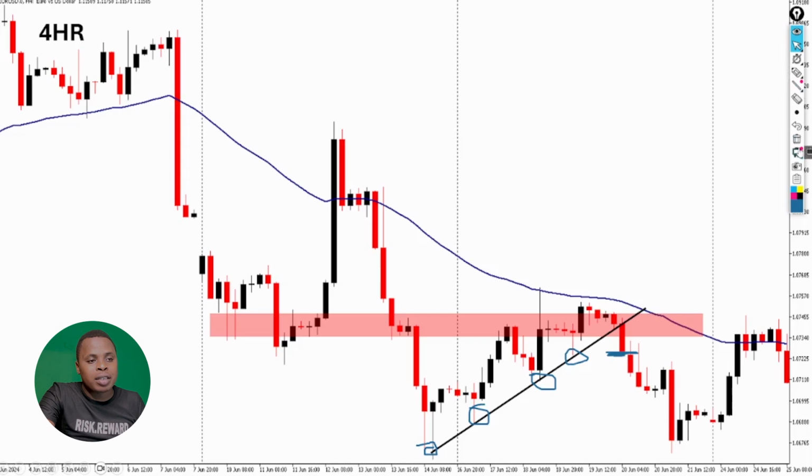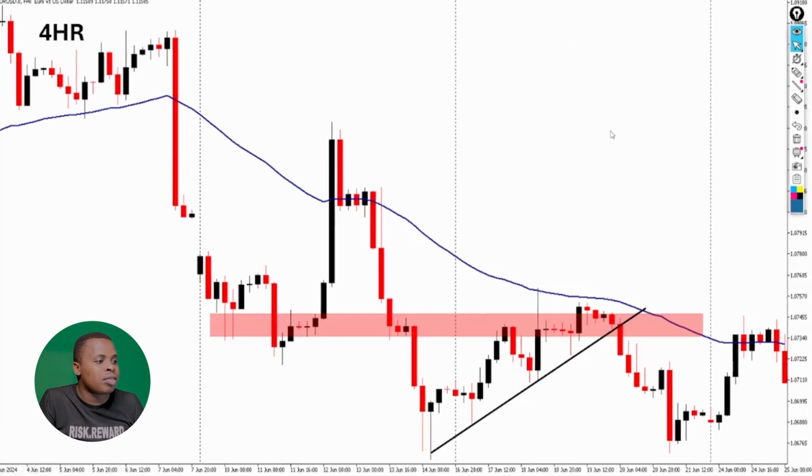and then it was finally broken right here, making this a good place to sell your trade. But I'm not going to sell right away because I don't know if I have high chances of selling here. So what do I need to do? I need to go down to the lower time frame to confirm this entry.